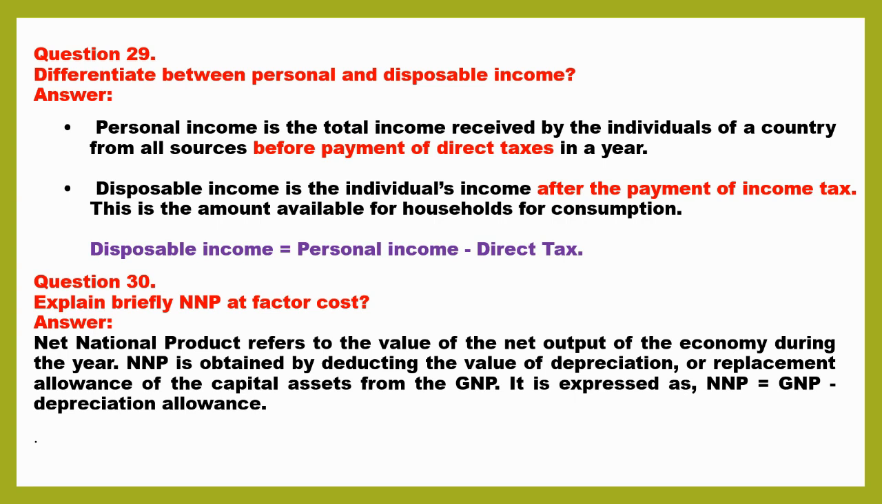This is the amount available for the household for consumption. So what is the formula for disposable income? Personal income minus direct tax.